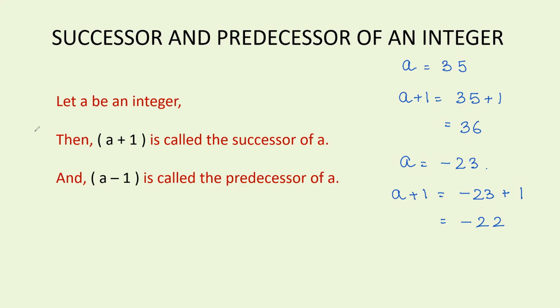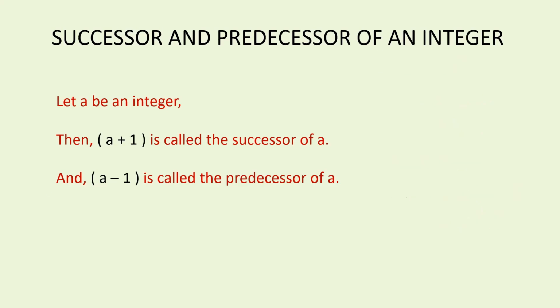Now let us understand the predecessor. We know the predecessor is a minus 1. Let us take an example, say 43. The predecessor a minus 1 is 43 minus 1. Simple subtraction, 43 minus 1 is 42. Hence, the predecessor becomes 42.